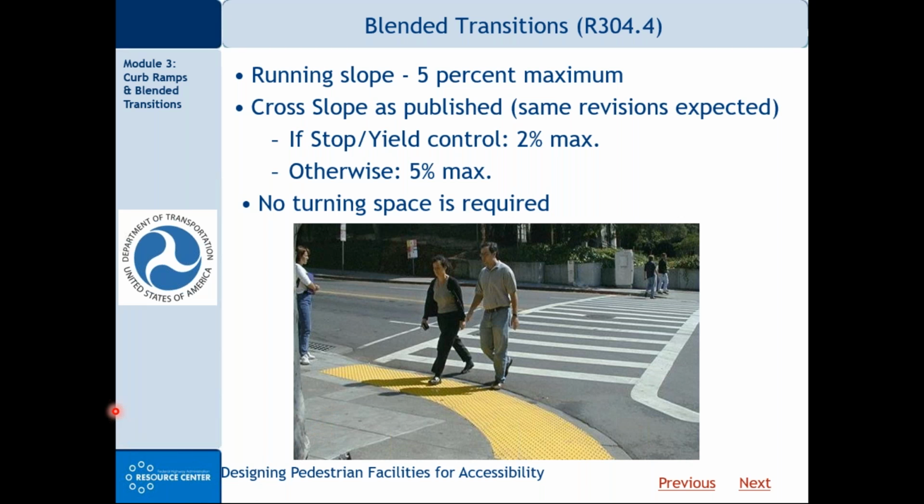But notice a couple other things too. Notice that the maximum grade of a blended transition is 5%. And notice that we don't need a turning space. A turning space is not required at the top of a blended transition. So they are somewhat different from the two curb ramps we just talked about.